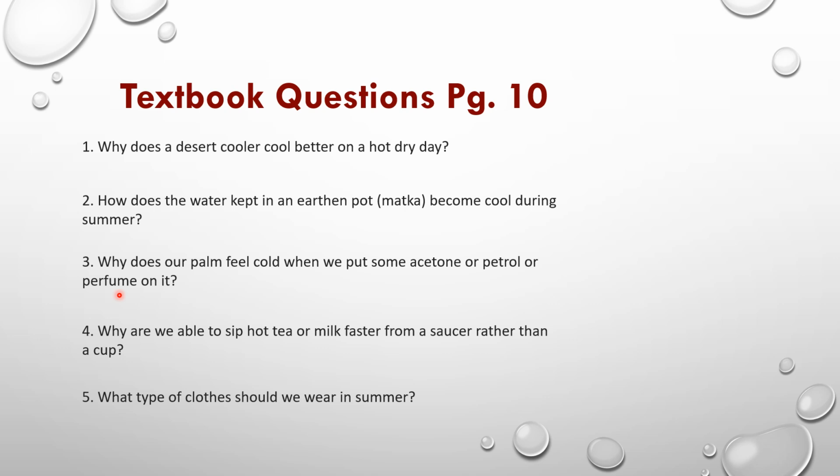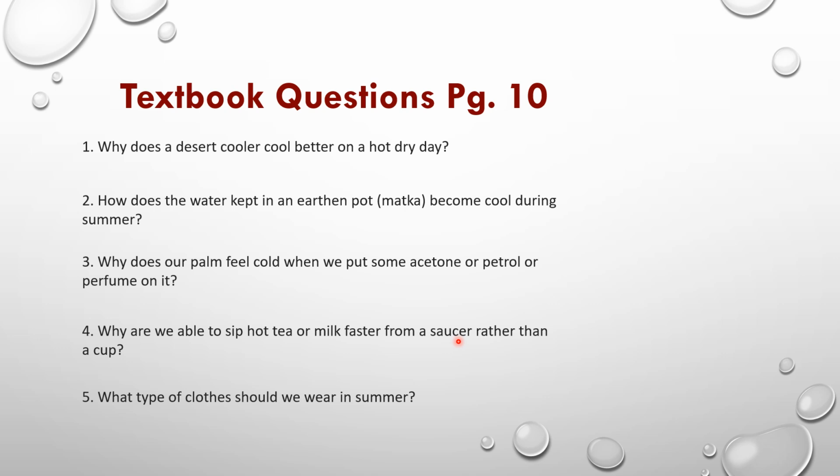Then come to the fourth question. Why are we able to sip hot tea or milk faster from a saucer rather than a cup? A saucer has more surface area for evaporation of tea than a cup, because the cup's surface area is less compared to the saucer. Thus more cooling is observed in the saucer.